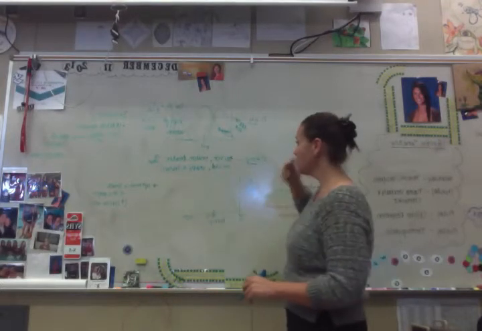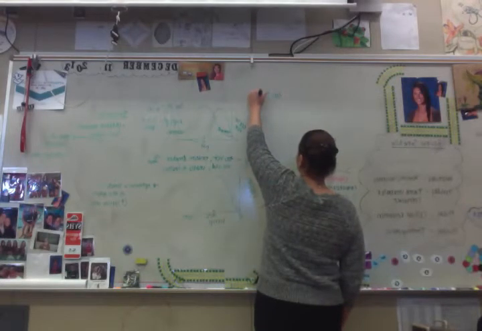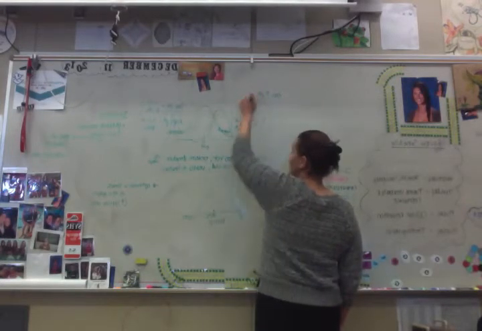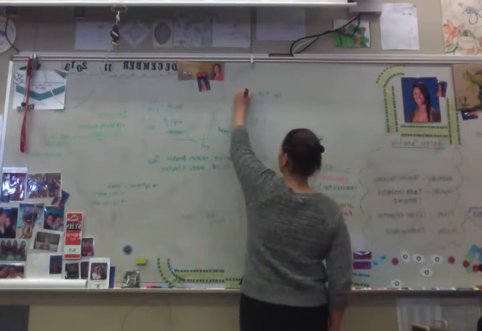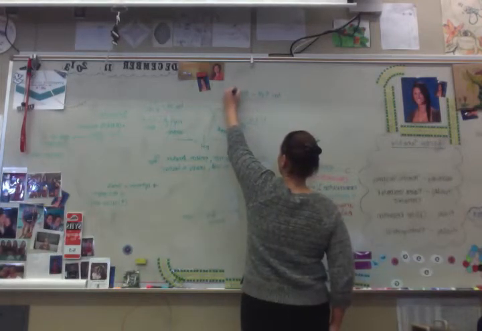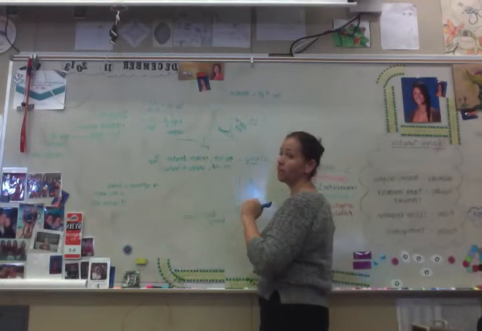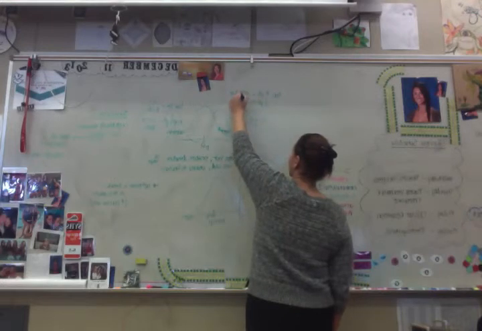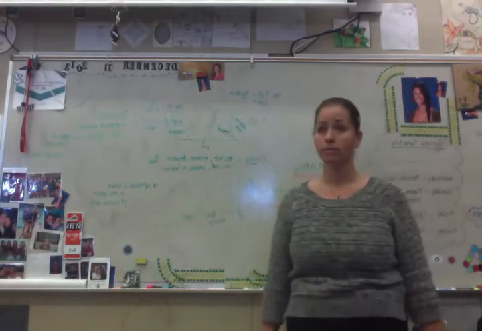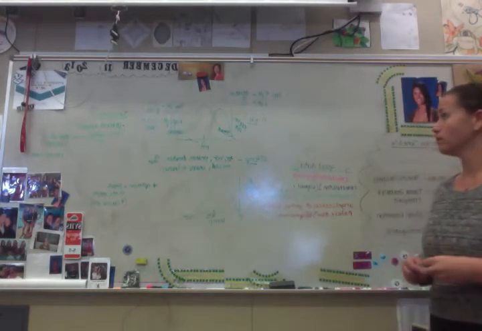If it's too high, what happens? If the pH is too high, what happens to the protein? It will denature. It will lose its shape. If it's too low, it will denature and lose its shape. So the pH will actually make the protein lose shape.